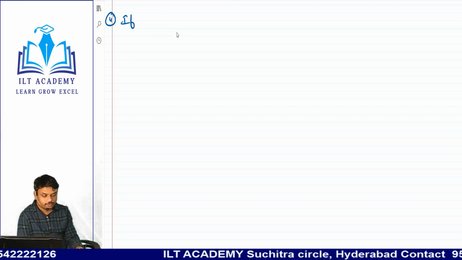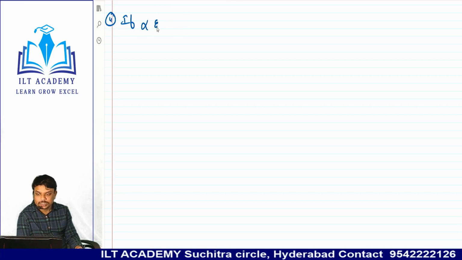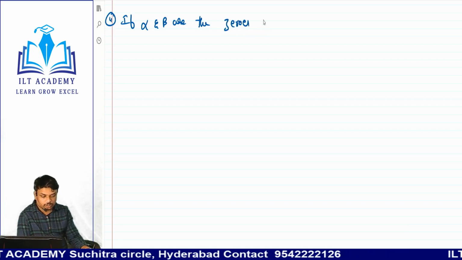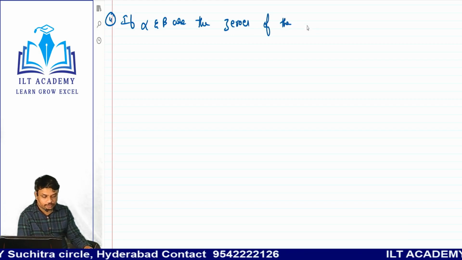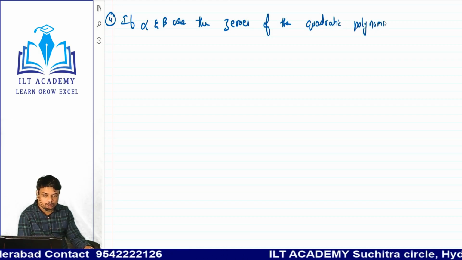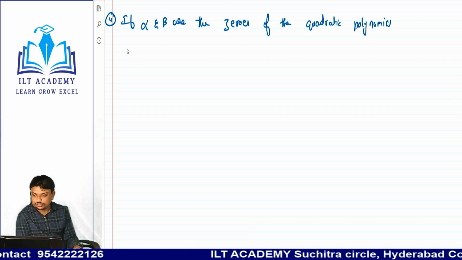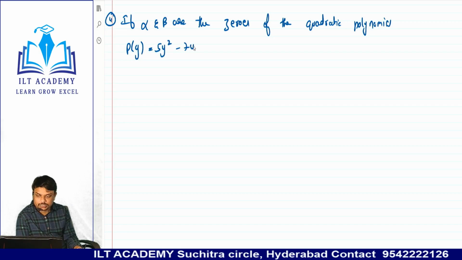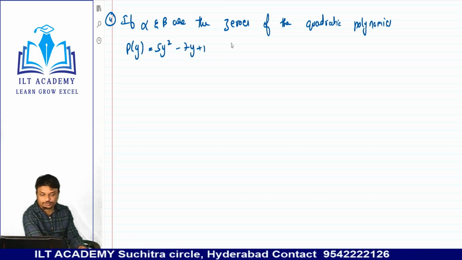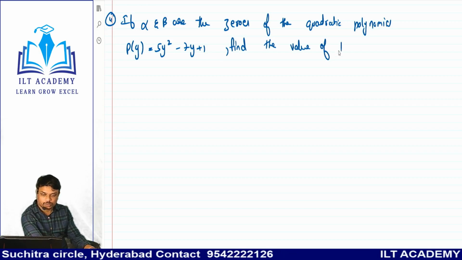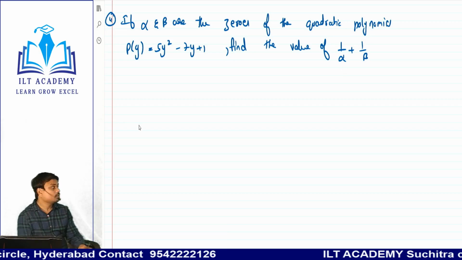If alpha and beta are the zeros of the polynomial p of y is equal to 5y square minus 7y plus 1, find the value of 1 by alpha plus 1 by beta, they are telling.